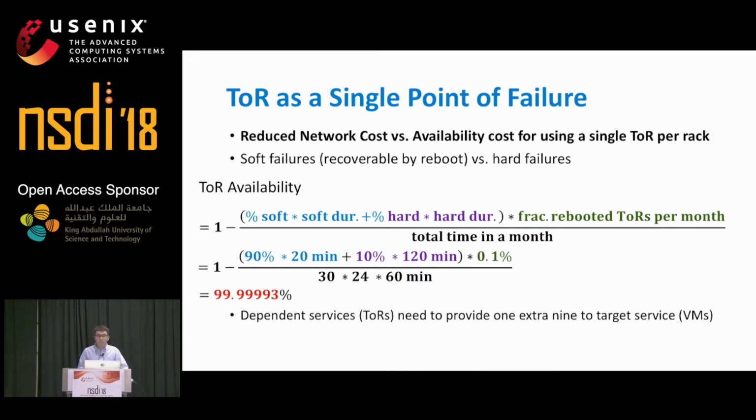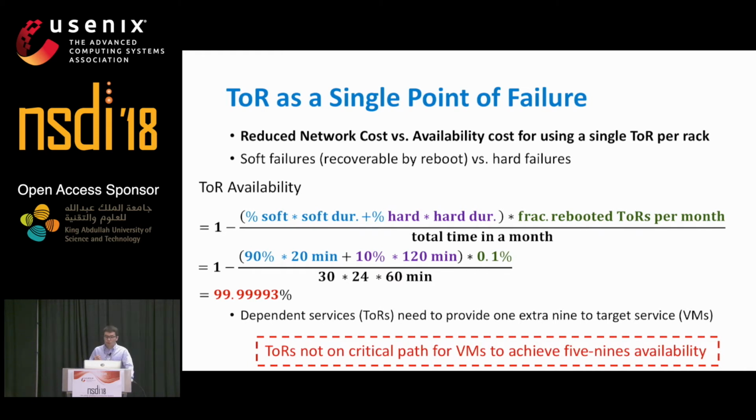And as a rule of thumb, we require dependent services to provide 1 extra 9 to the target service, which means that 6 nines from the ToRs should ideally be able to support 5 nines from the VMs. To put this another way, it means that ToRs are actually not on the critical path for VMs to achieve 5 nines availability, despite being a single point of failure.